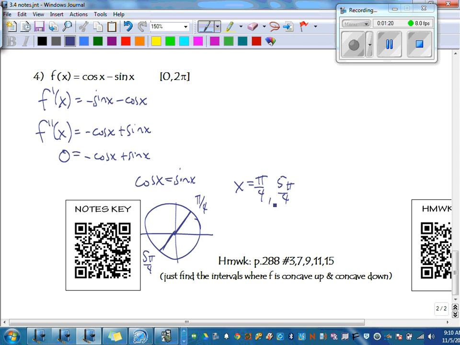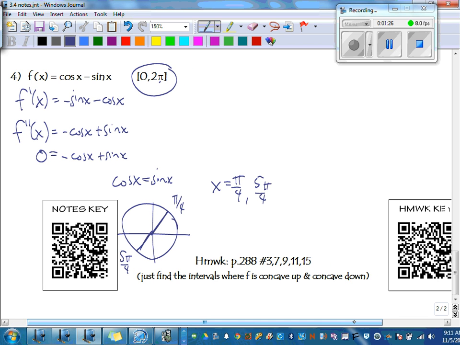Those are our two values when the second derivative is 0. And they fit within our interval. Remember, we always want to keep an eye on that for those trig ones. So we're going to make a number line for our second derivative. And we know pi over 4 gives us a second derivative of 0. So does 5 pi over 4.